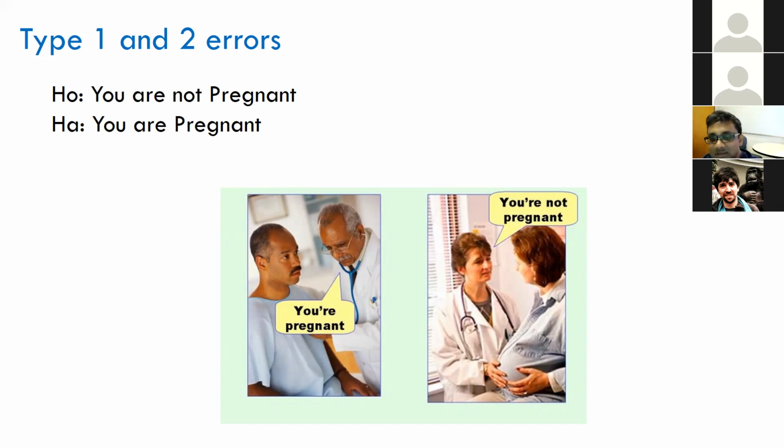The first picture says you are pregnant, and then the second one says you are not pregnant. Which one is a type 1 error, which one is a type 2 error? Can you see the difference? Can you see the amount of the reliability of your decisions? How do type 1 and type 2 error act on your decision?